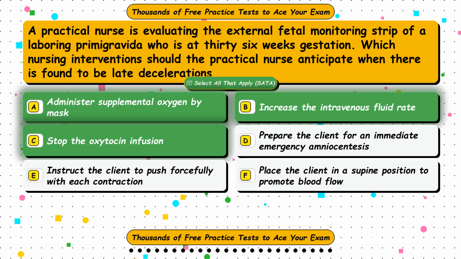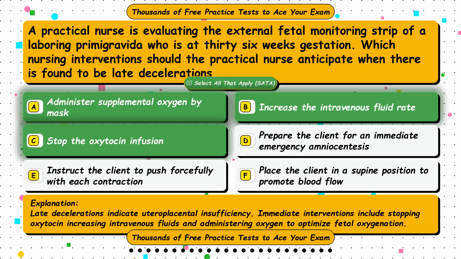The correct answers are options A, B and C. Administer supplemental oxygen by mask. Increase the intravenous fluid rate. Stop the oxytocin infusion. Late decelerations indicate uteroplacental insufficiency. Immediate interventions include stopping oxytocin, increasing intravenous fluids, and administering oxygen to optimize fetal oxygenation.